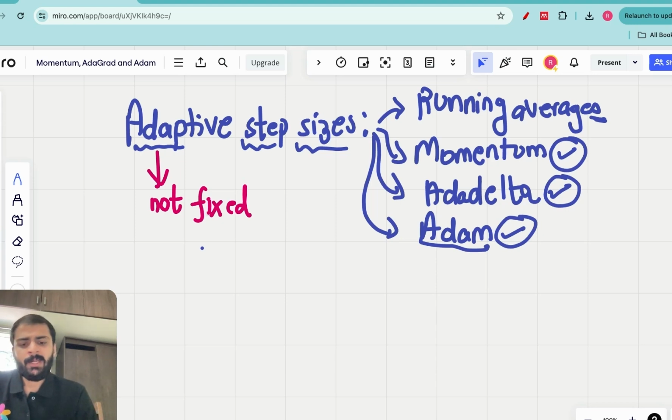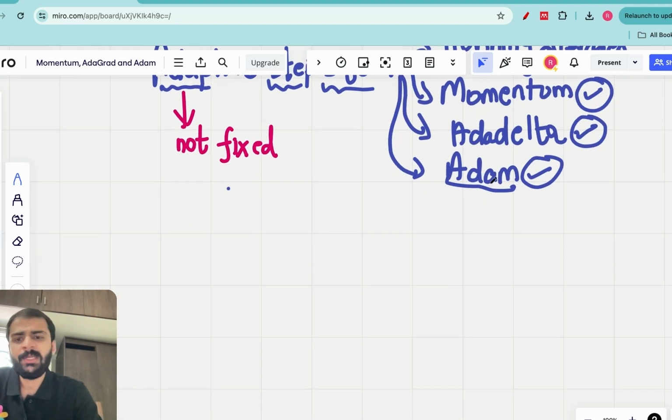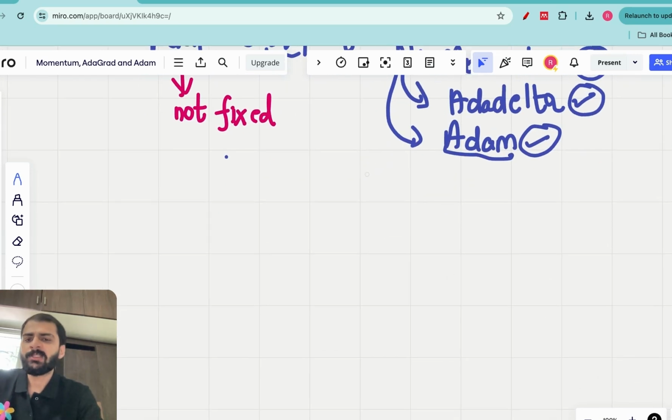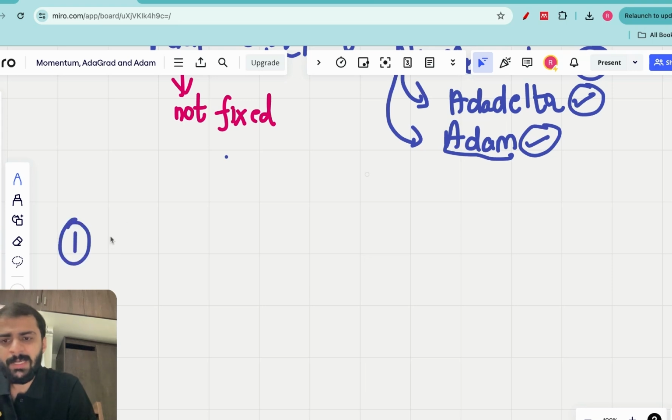So before we look at how we can change the step size with respect to every iteration, first we need to understand the concept of running averages. I have seen that so many students find it difficult to understand the concept of Adam because they don't understand running averages. It's a very simple concept if you actually understand it. So let me first try to explain it. The concept of running averages.